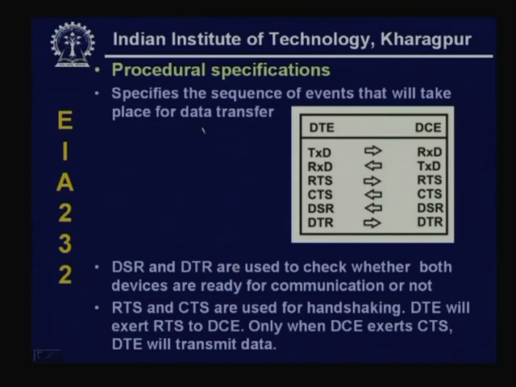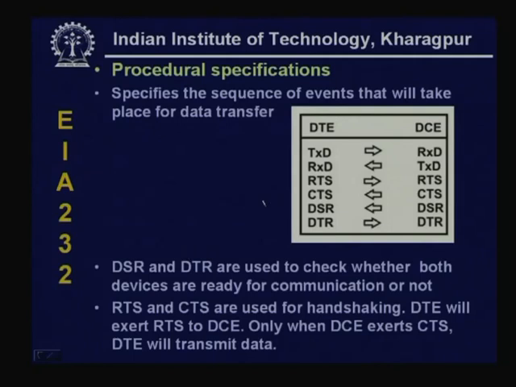The procedural specification specifies the sequence of events that will take place for transferring data. To send data you have to use a sequence so that the transmitter and receiver can communicate with each other. It is some kind of protocol, an agreed upon protocol that is used for communication between the two systems. For example, DSR, data set ready, and DTR, data terminal ready, are used to check whether both devices are ready for communication. That means these two, DSR and DTR, will be used for establishing the fact that both are ready for communication, both have been turned on.